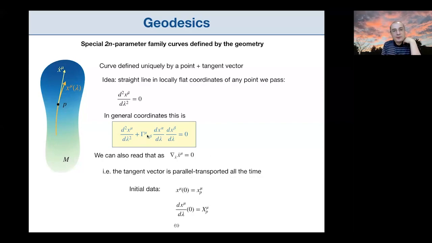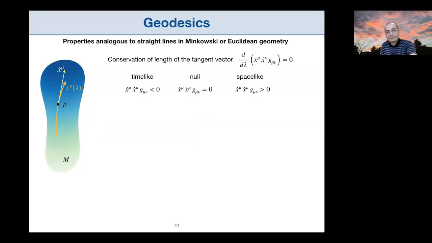As initial data, we usually take a point. So at λ zero, we take the coordinates of our point P. And for dx^μ over dλ, we take the components of the tangent vector we assume at P.